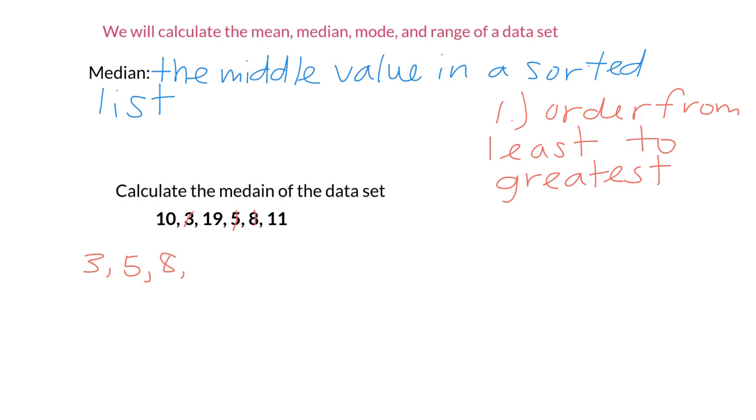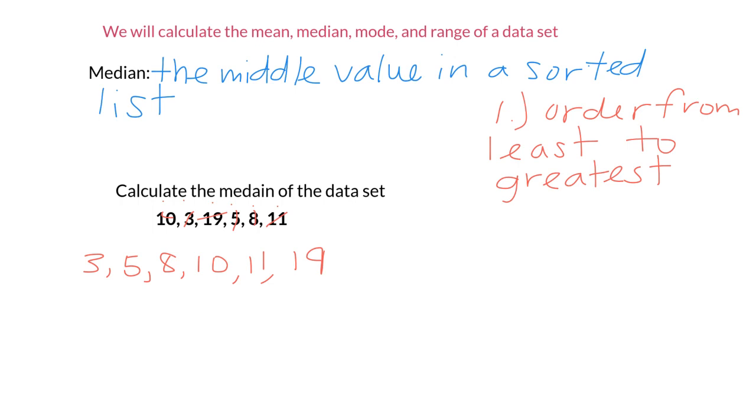You can see I'm separating these with commas so they don't look like 2-digit numbers or 3-digit numbers. And then 10, 11, and 19. Now, one thing I also like to do is go through and just count how many I had in my original set. 1, 2, 3, 4, 5, 6. And then make sure that I also have 6 values in my new list. And I see that I do.